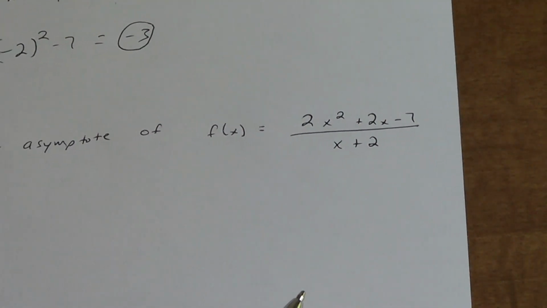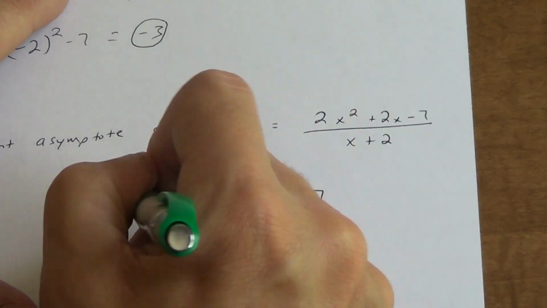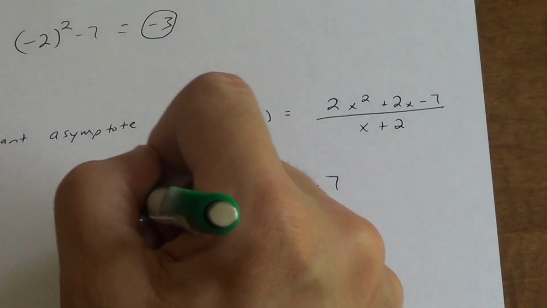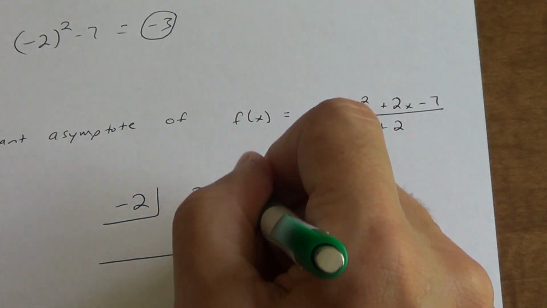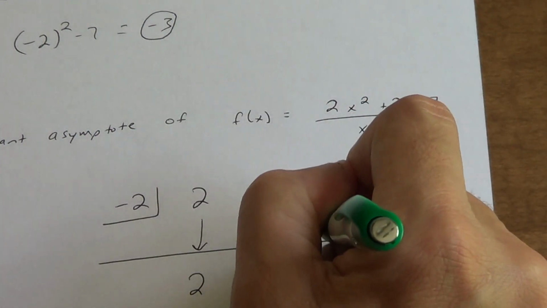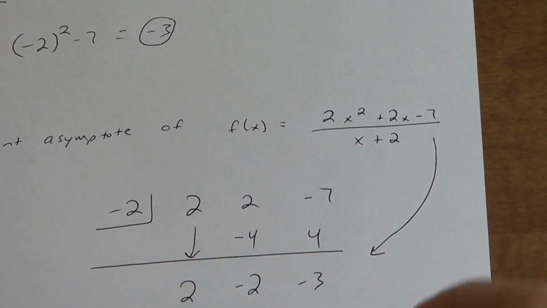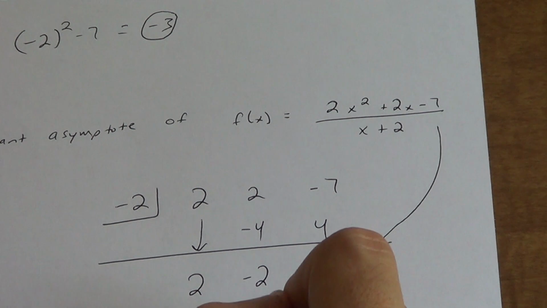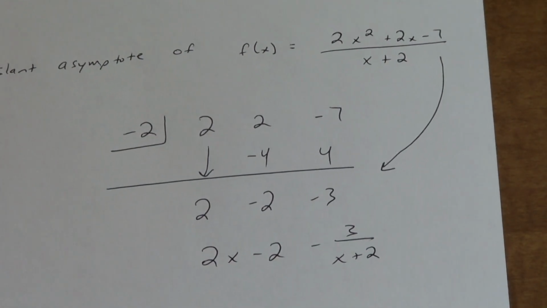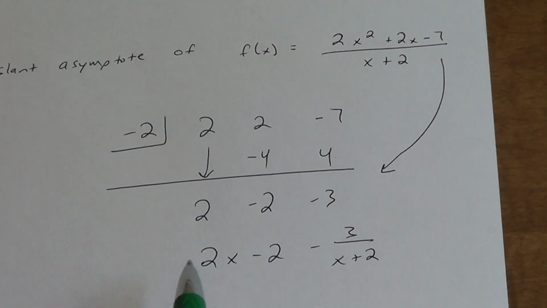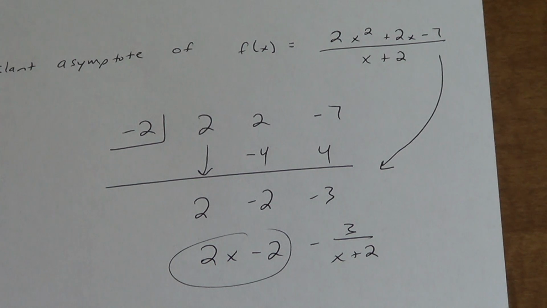The easiest way to do that is just by synthetic division. I'm going to take my 2 and my -7. I'm going to put my opposite, so -2, out in the box. I'm going to bring this 2 down, multiply, get -4, add, get -2, 4, and -3. So this is the same as saying 2x minus 2 minus 3 over x plus 2. This right here is all I'm really concerned about. This is just the leftover, the remainder part.